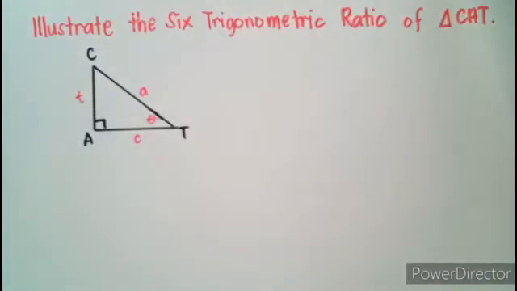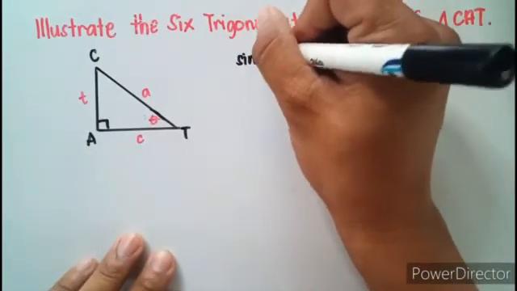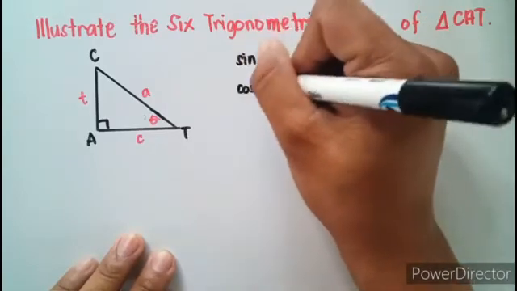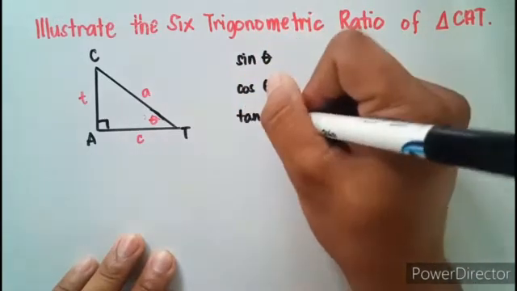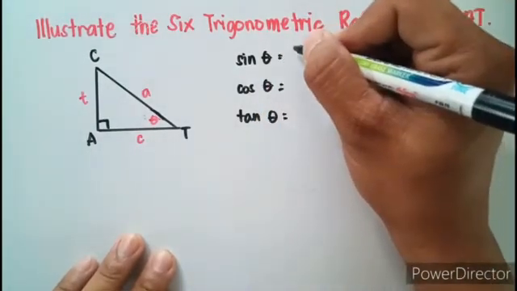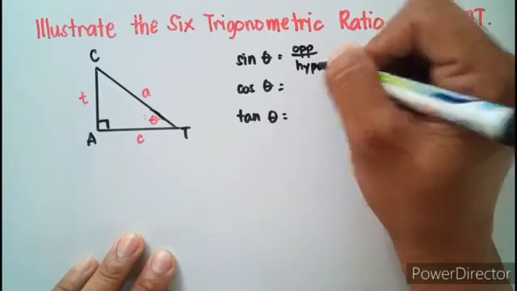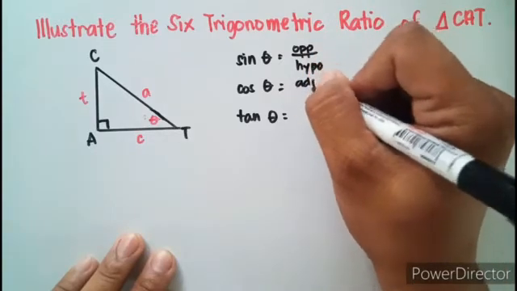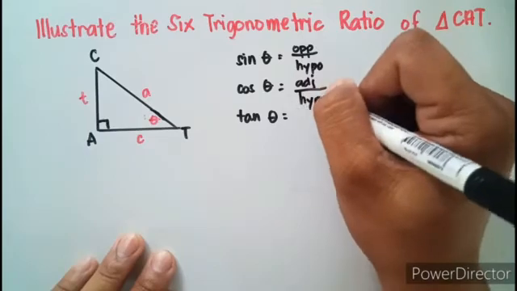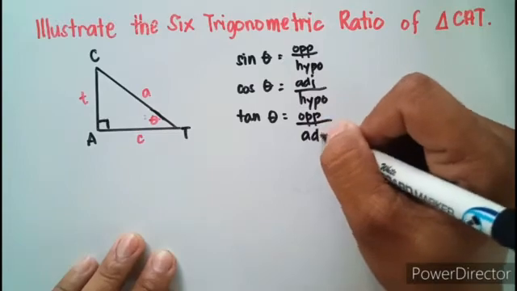Illustrate the six trigonometric ratios of triangle CUT. Given this figure, triangle CUT, we're going to list down the six trigonometric ratios. So we have sine theta, cosine theta, and tangent theta. This is equal to opposite over hypotenuse, this is adjacent over hypotenuse, and this is opposite over adjacent.